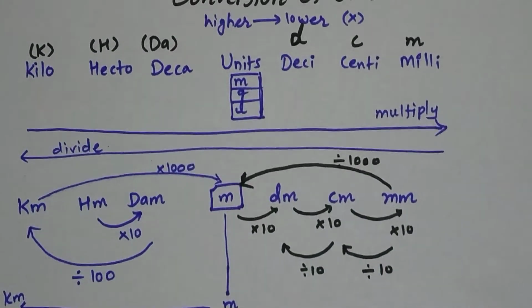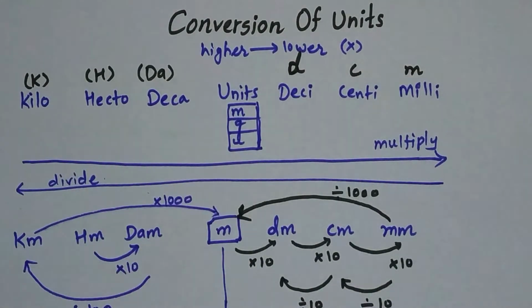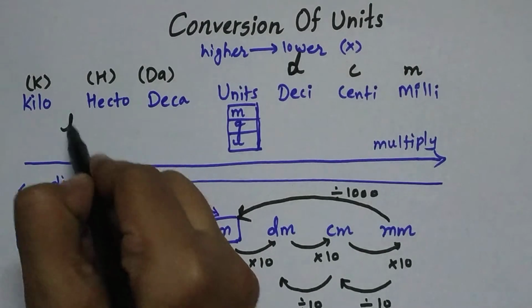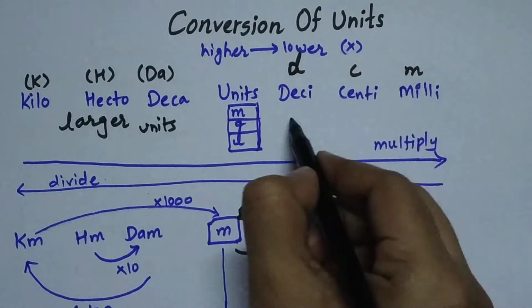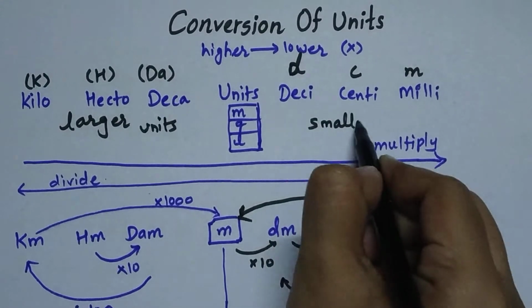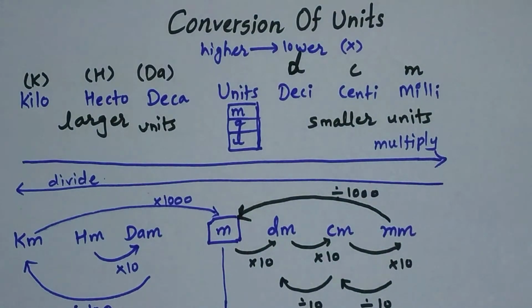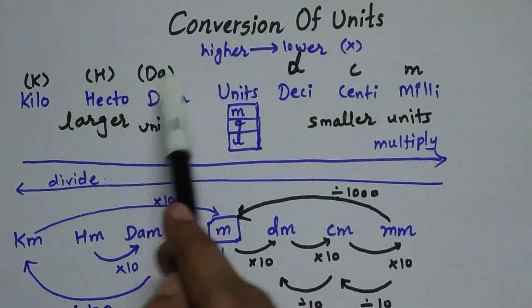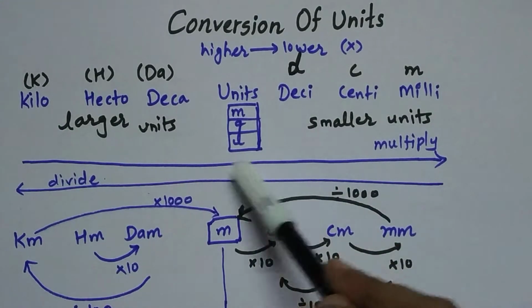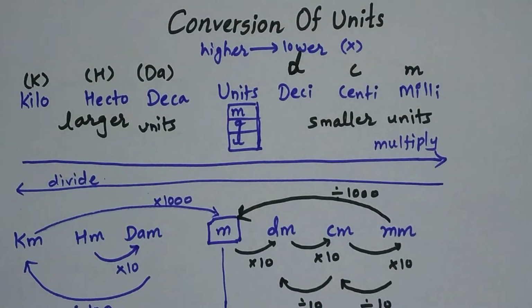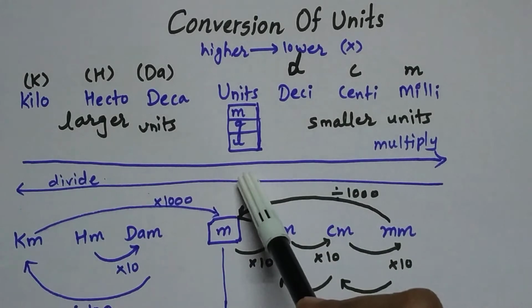So by just keeping in mind kilo, hecto, deca, these are the larger units. And these deci, centi, milli, these are the smaller units or lower units you can call. Don't get confused between deca and deci. For deca we'll go for DA, and for deci we'll go for just D. And these are the basics. And here I have shown you about the meter. You can similarly go for the gram and liters also.